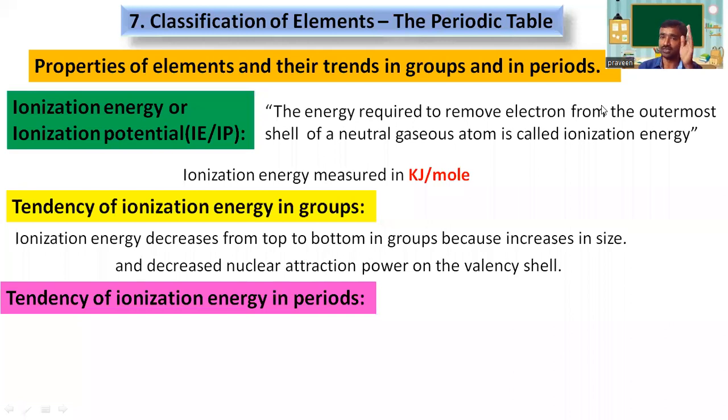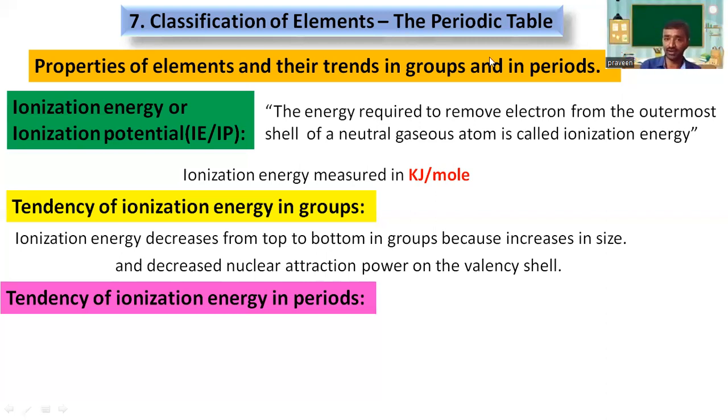For example, lithium, beryllium, boron, carbon, nitrogen, oxygen, fluorine, and neon we observed. So what is the outermost shell for them? L shell. K is the inner shell, L is the outer shell. If you go to potassium, one more shell will be added, the M shell. K and L are inner shells, M is the outermost shell. So here, electrons are simply entering into the same shell, so the same distance is available, with the nuclear charge increased.